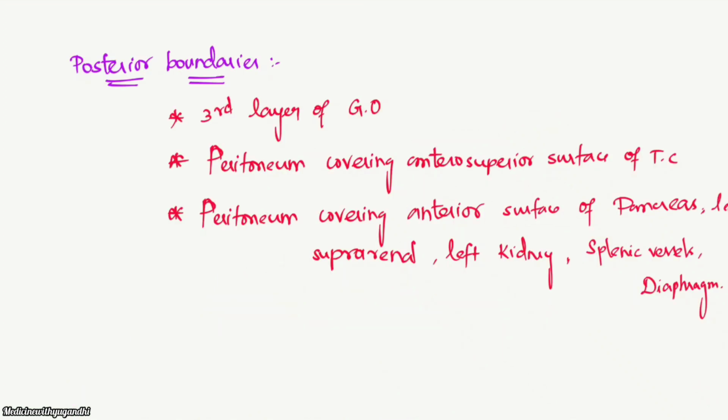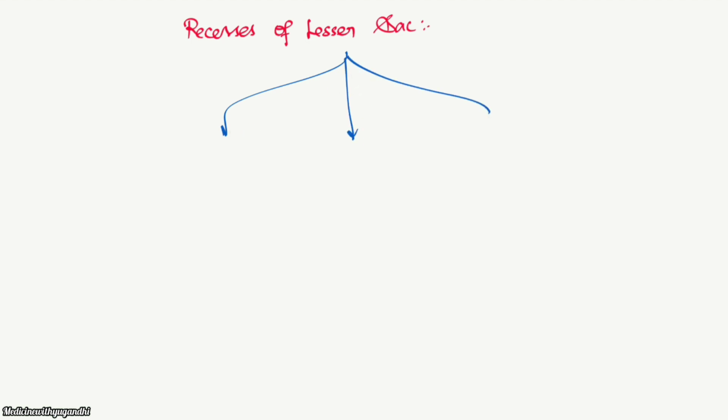So once again I am mentioning the posterior boundaries. The first one is the third layer of the greater omentum, then the peritoneum covering the anterior superior surface of the transverse colon, and then the peritoneum covering the anterior surface of the pancreas, left suprarenal, left kidney, splenic vessels, and the diaphragm. Now coming to the recesses of the lesser sac. The lesser sac can be divided into three recesses, namely the superior recess, inferior recess, and the splenic recess. Let us see what structures divide the lesser sac into the recesses.